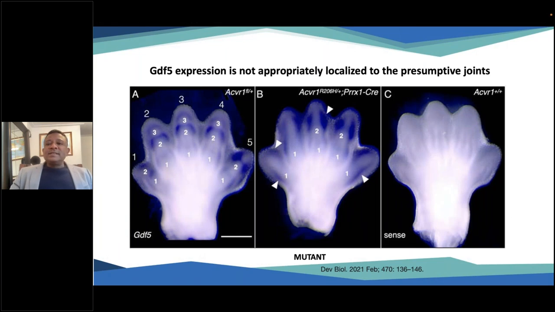And indeed, these are in situ hybridization figures again, of mouse embryos. I want you to concentrate on figure A, which is the normal situation, and B, which is the mutant, and look at the difference in GDF5 expression. You see that in the wild type, you see this very nice specification of the interzones, whereas that is completely lost in the mutant picture. The figure in C just shows the sense control strand, which is a control and should be blank.